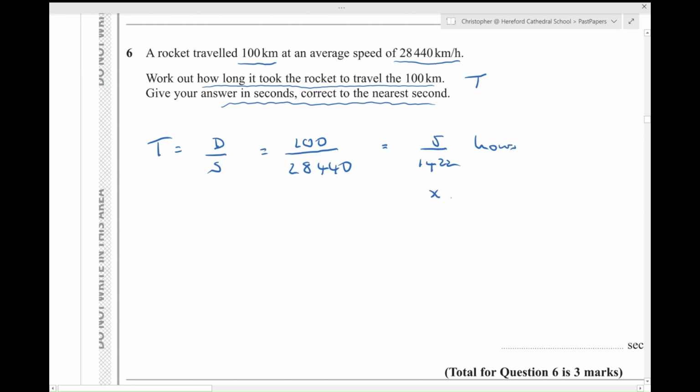Let's times that by 60, because that's how you convert hours into minutes. And if you multiply that by 60, you'll get 50 over 237 minutes on your calculator. And we need to give our answer in seconds. So let's multiply that by 60 again to get the answer in seconds. And if you do that on your calculator, you'll get 1,000 over 79. So that's how many seconds it is.